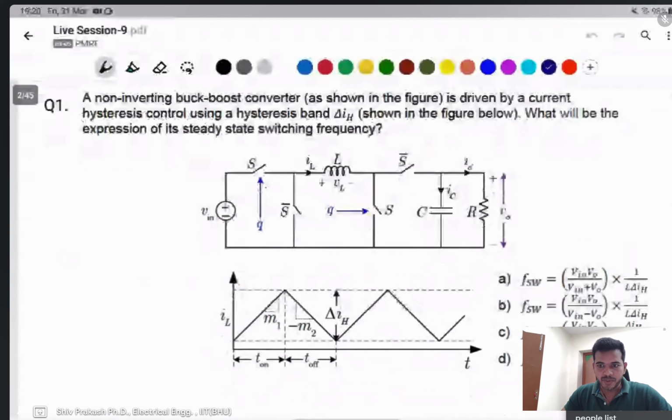I have taken up question number one. A non-inverting buck-boost converter shown in the figure is driven by a current hysteresis controller using a hysteresis band delta H. The hysteresis band is the same as the delta IL of the inductor current. What will be the expression of its steady state switching frequency? The options are given here. We are asking about the switching frequency.